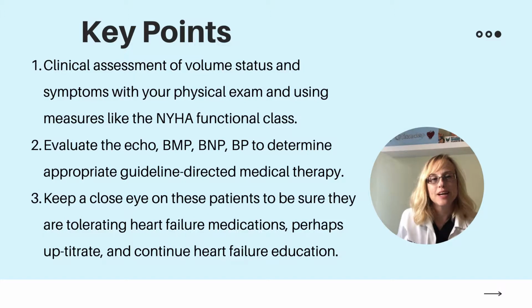Key points for taking care of heart failure patients. Number 1, get a good clinical assessment of volume status with your physical exam, including jugular venous pressure, and using measures such as the New York Heart Association functional class. Number 2, evaluate the echocardiogram, the basic metabolic panel, your natriuretic peptides, and blood pressure to determine appropriate heart failure treatment. And number 3, keep a close eye on these patients to be sure they're tolerating the heart failure medications and to continue heart failure education and hopefully up titration of good guideline-directed medical therapy.